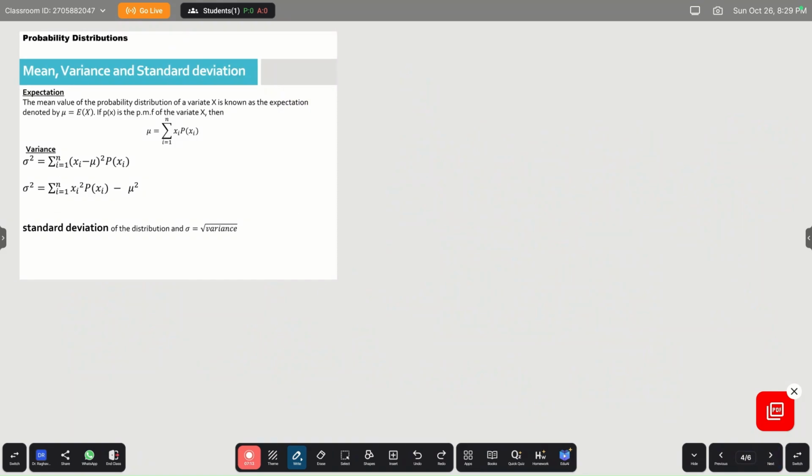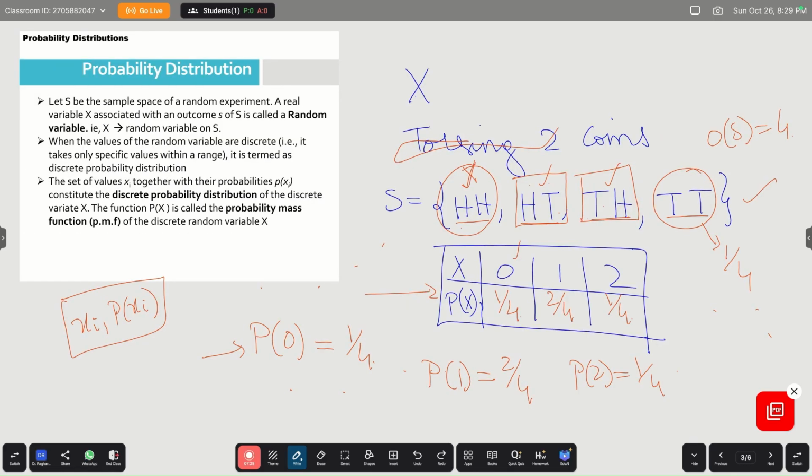Now we will move on to the calculations of the mean, variance and standard deviation of a probability distribution. Before moving on, I wanted to tell you one thing. Whenever there is a probability distribution, the sum of all the probabilities must be equal to 1. Unless this sum is equal to 1, it is not called a valid probability distribution. You can observe here 1 by 4 plus 2 by 4 plus 1 by 4 is definitely equal to 1. So this is a valid probability distribution.